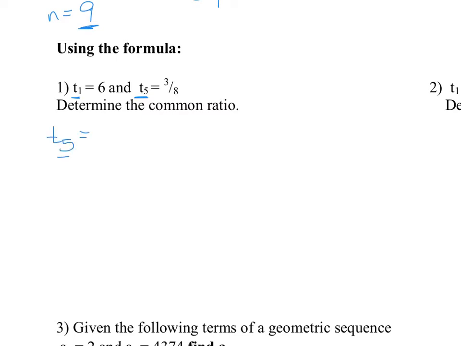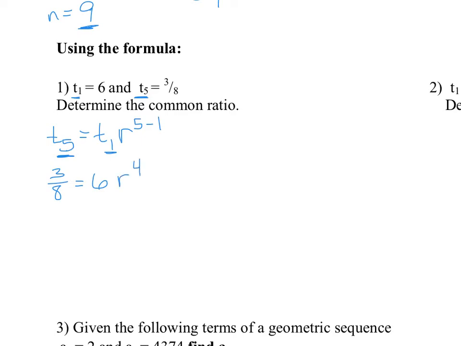Generally, we want this one to be the farther along term. We keep T1 the same, times the common ratio, which I don't know, to the n minus 1 power, and so it's this one minus this one. So T5 I know, that's 3 over 8. T1 I know, that's 6. R I don't, but 5 minus 1 is 4.